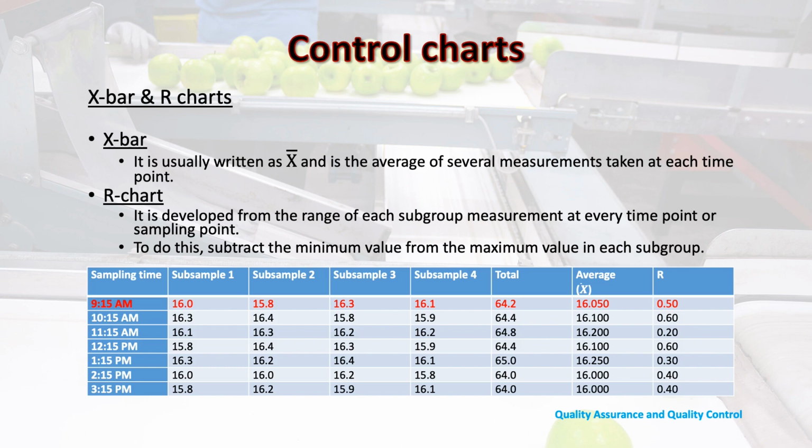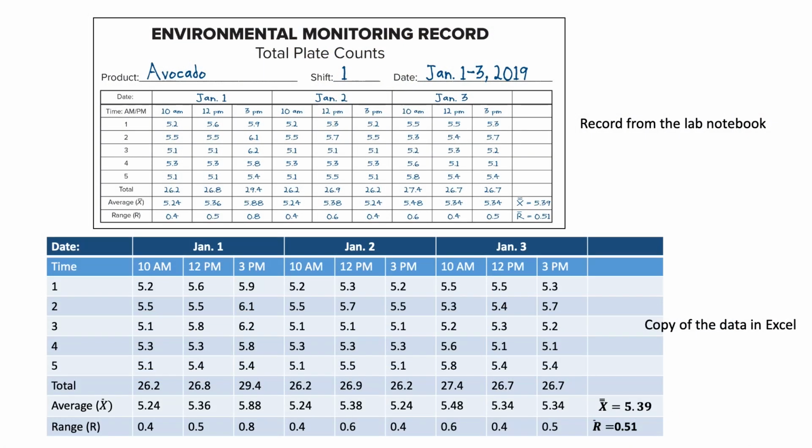In this case, the X-bar is 16.05 and the R is 0.5. These calculated X-bar and R values are the basis for establishing the charts. Here is one example for an X-bar and R chart.